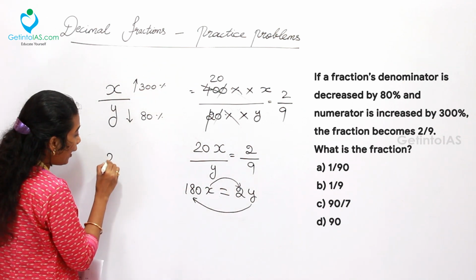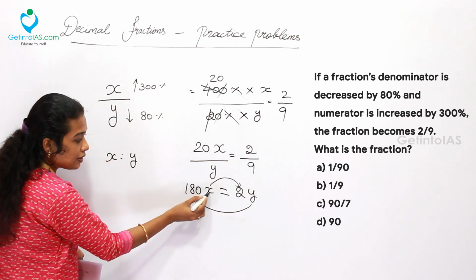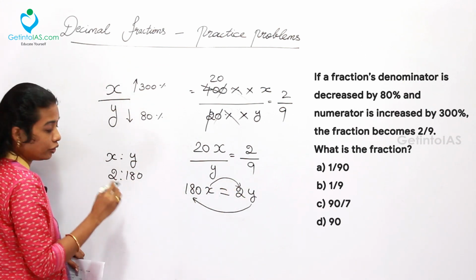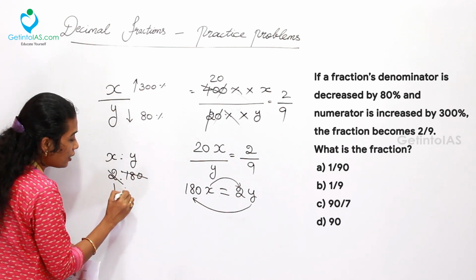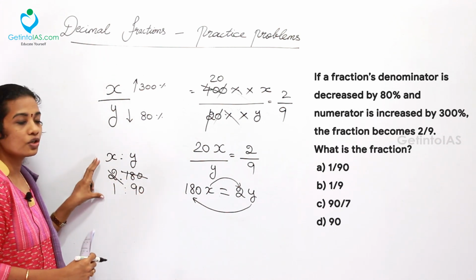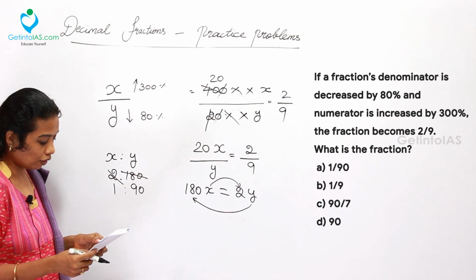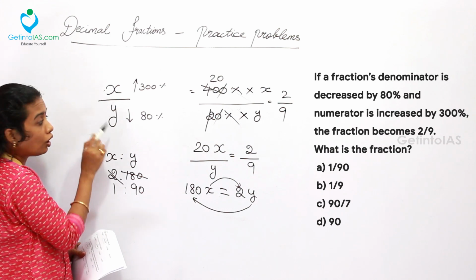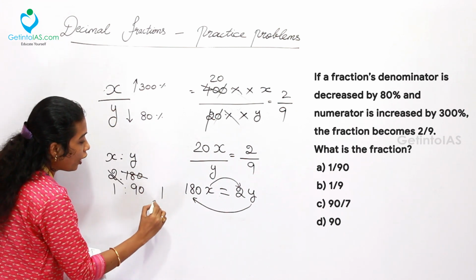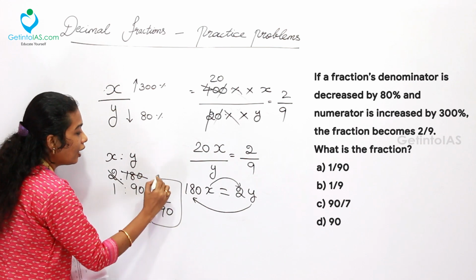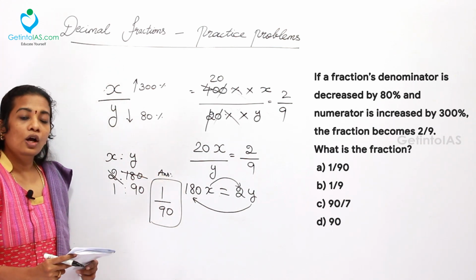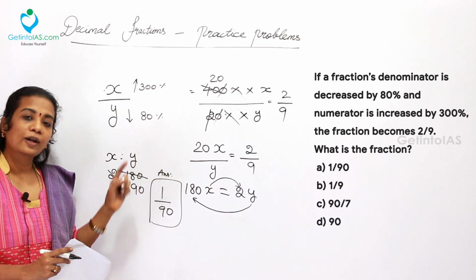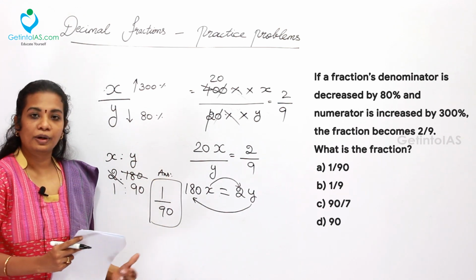Now let's take it. x is to y, x is 2, y is 180. Now you can cancel once more. 1 is to 90. This is the ratio format, but here it is given in the form of a fraction. So they are asking x by y, not y by x. x by y means 1 by 90, and finally the answer for this question is 1 by 90. What will you do if the question is asking y by x? Simply you say 90 by 1 or 90. Now the answer is 1 by 90.